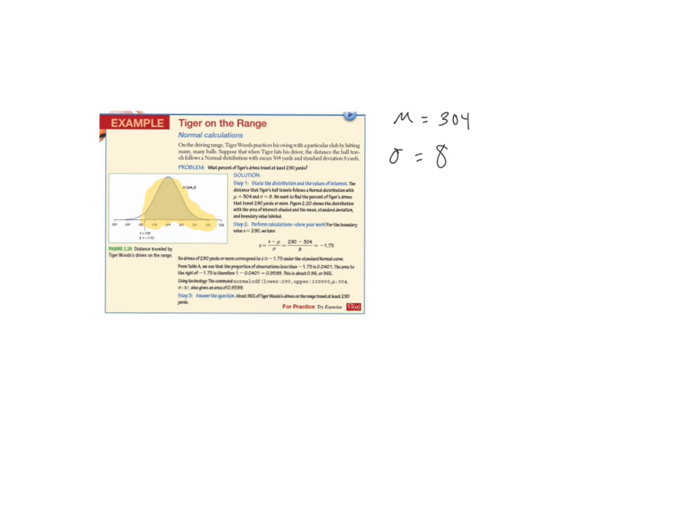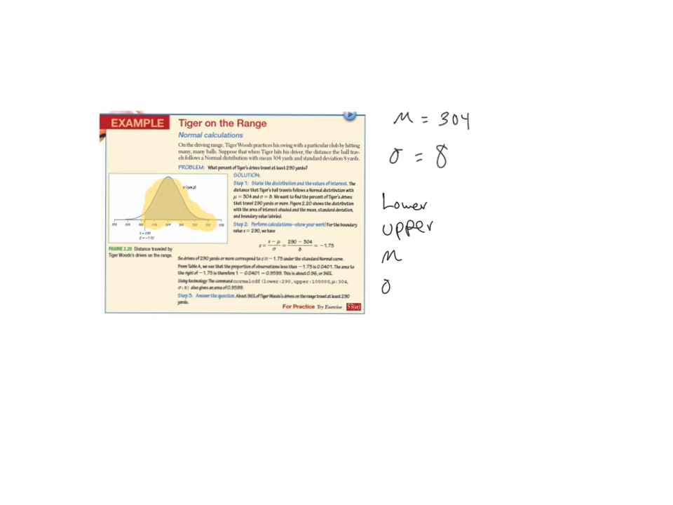So what we're going to do is use that normal CDF. We're going to use our calculator, and just like what I showed you in the last slide, we're going to press second vars and option 2. And that's going to be normal CDF. What you're going to see is some options: the lower, the upper, the mean, standard deviation, and paste.